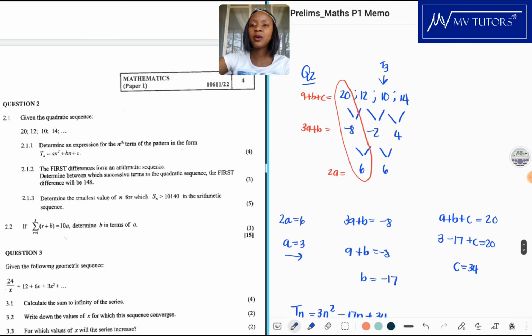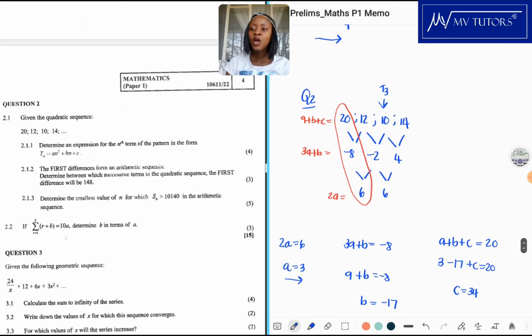Okay, so we have our quadratic pattern, right? You can see the first difference, we're getting minus 8, minus 2, 4. At some point, we're going to get some term, and we're going to get the next term, which is just tn plus 1. Between those two terms, the first difference we're going to get is 148. I'm saying tn here because I don't know what n is. It could be term 50, term 25, term 103.